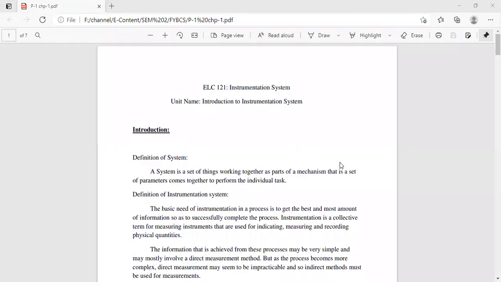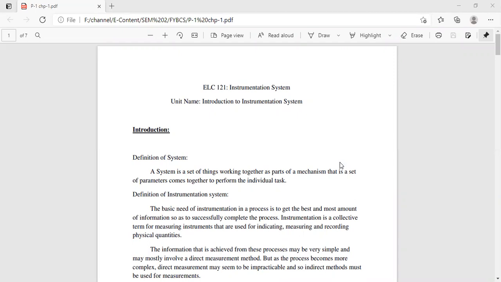Hello students. This is our first paper from FYBSc Computer Science, Instrumentation System. We are going to discuss chapter number 1, which is Introduction to Instrumentation System. First of all, we should know what an instrumentation system is, how it works, what its block diagram is, and which different sections we are going to discuss inside this chapter.